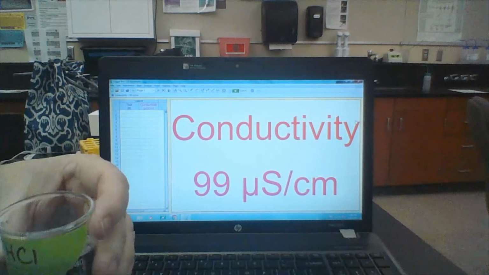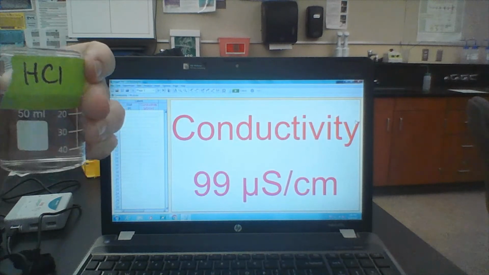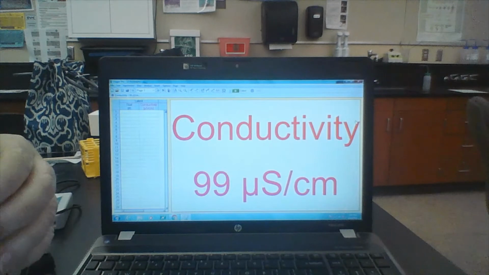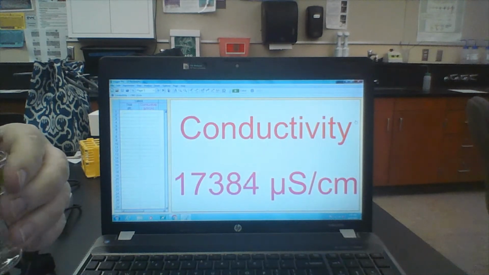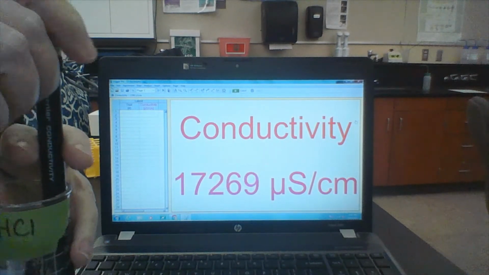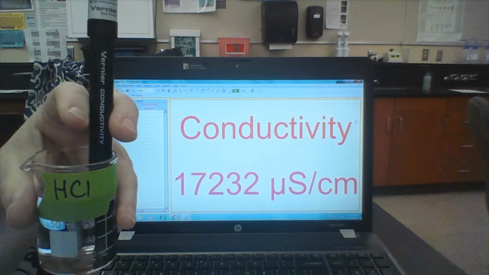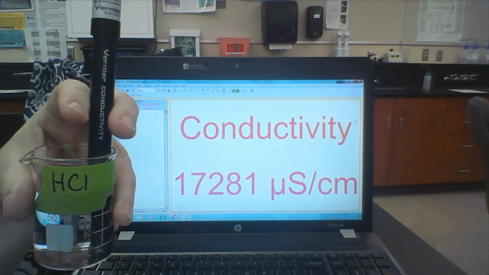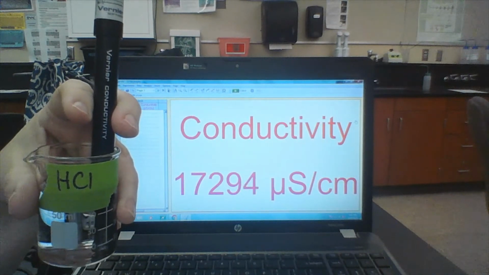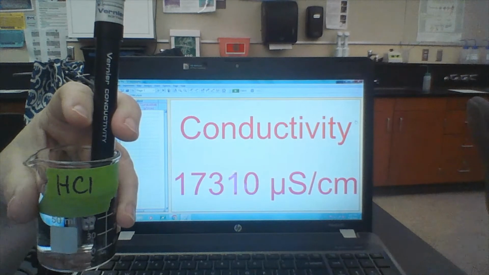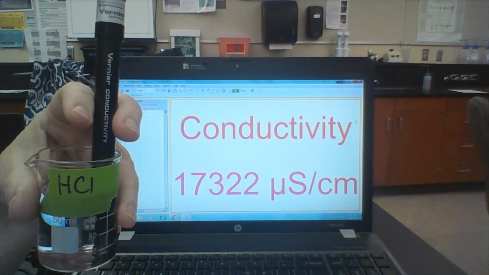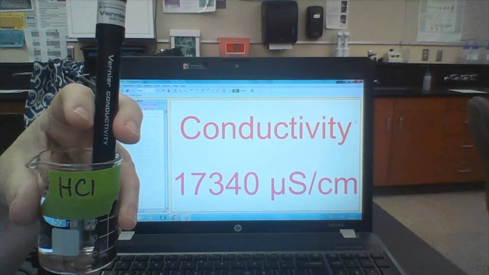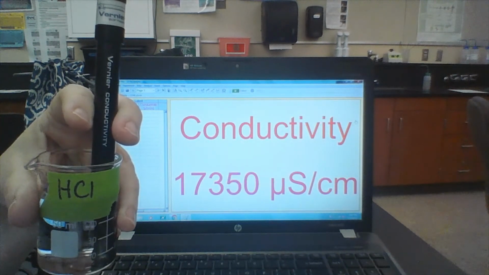Now we're going to be testing hydrochloric acid, which is HCl. Let's see if this looks like a weak or a strong acid. Okay, very different from the acetic acid. Very different values. So do you think hydrochloric acid is a strong acid, or was acetic acid a strong acid? What you're going by is how well it conducts electricity. The larger the number, the better it conducts electricity.